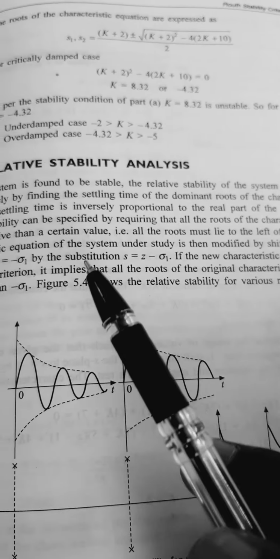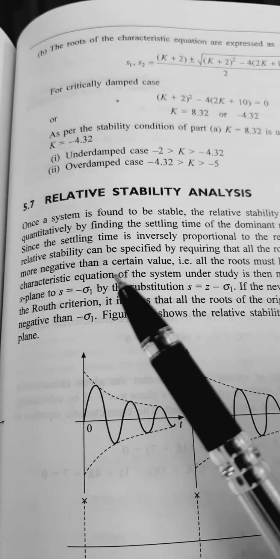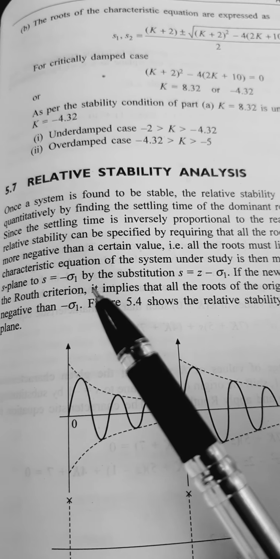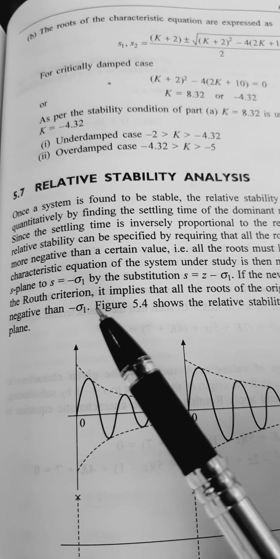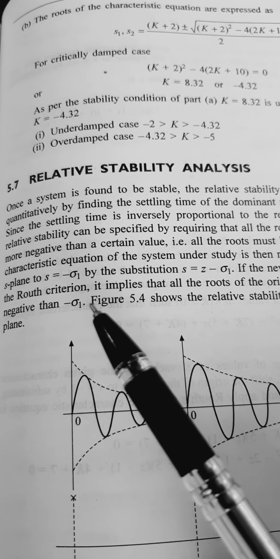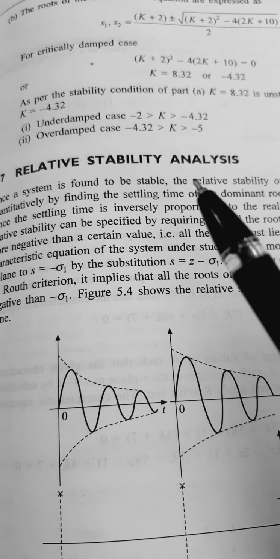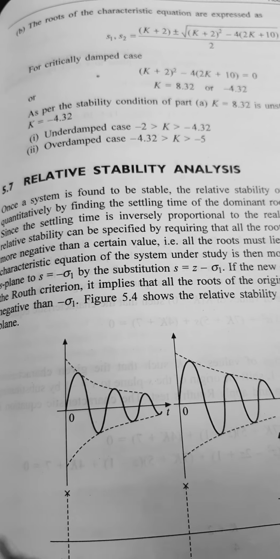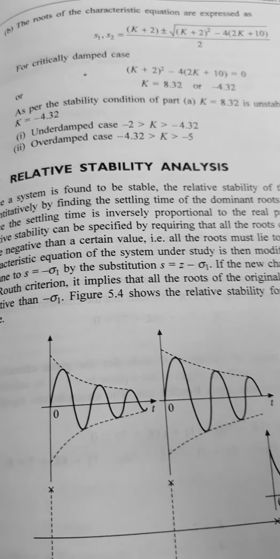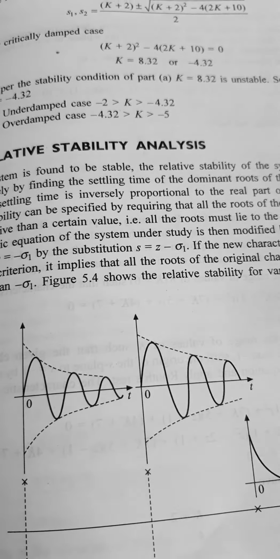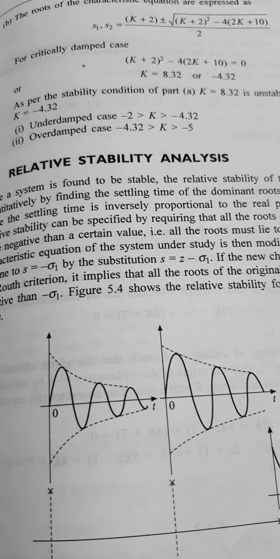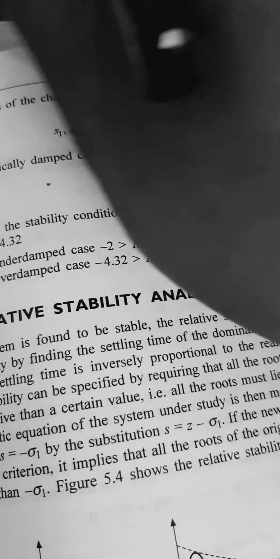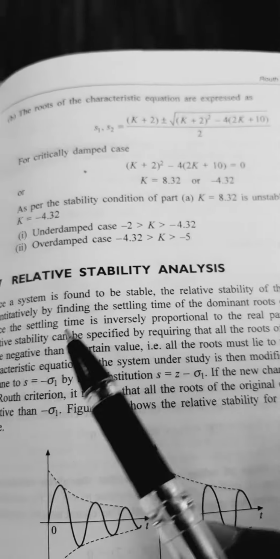Now, there are absolute stability and relative stability. In absolute stability, what we can find is whether it is stable or not, which we already discussed. Relative stability means how much stable it is, or how deep in stability it is, that is known as relative stability. So this part is very easy to understand.